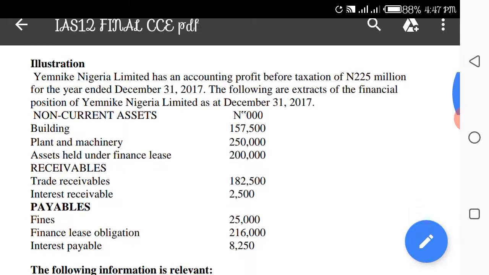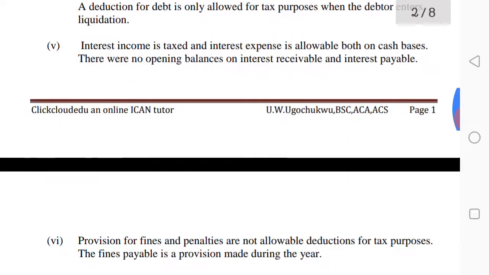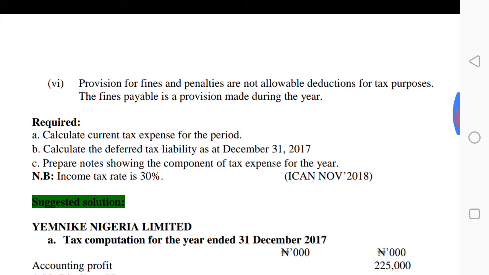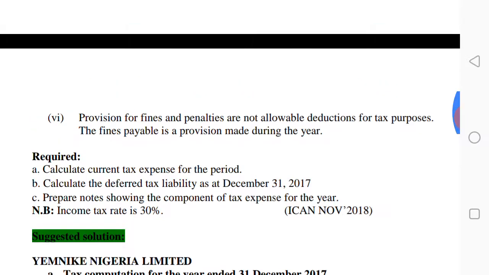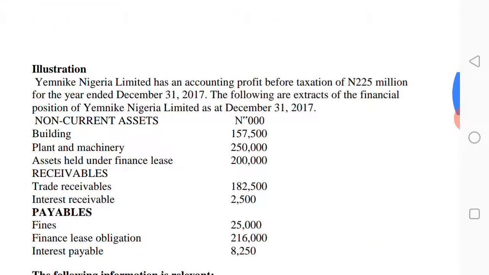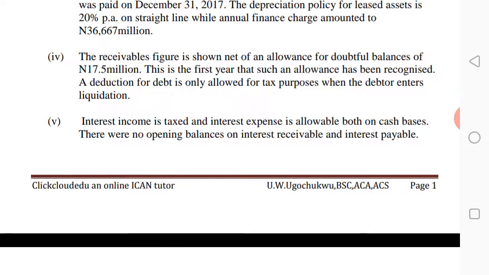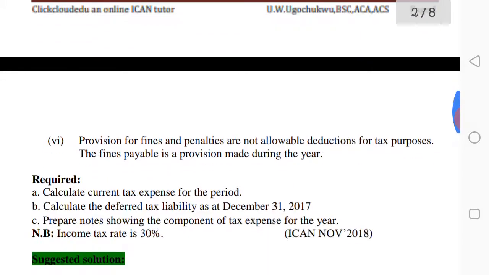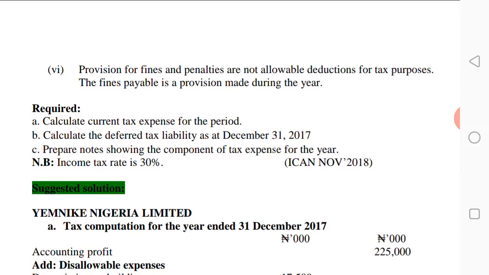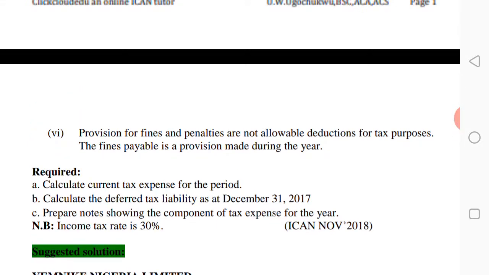Now this question is adapted from an ICAN past question, which is November 2018. Because of our time, I will encourage us to read the question on our own and let me explain the question and the solution. Now, you are told to calculate the current tax expense for the period.